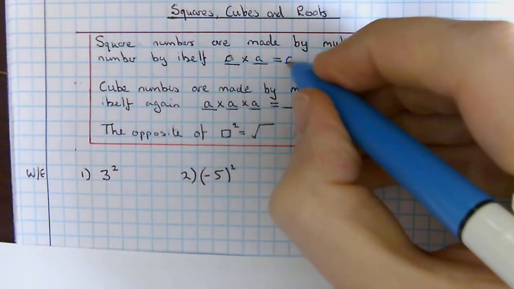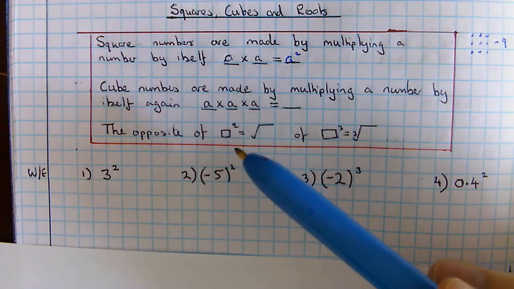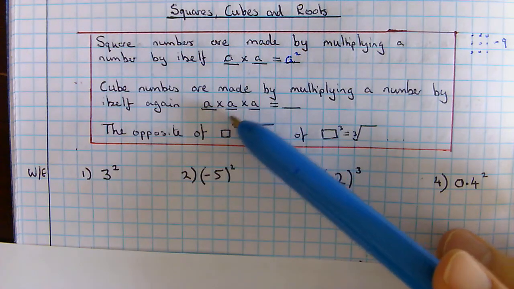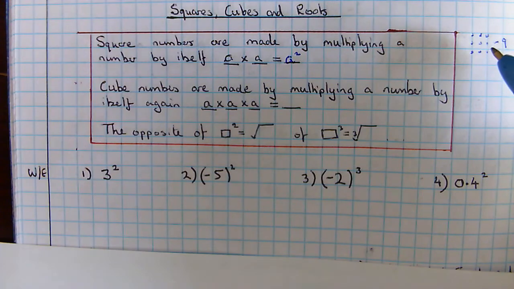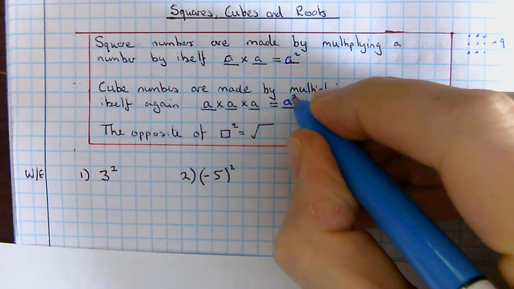Cube numbers are exactly the same, but rather than multiplying by itself once, you're multiplying by itself again, so it's times by itself 3 times. For example, you'd have 3 times 3 times 3. We've got our 9, which was 3 times 3, times by 3 again, which would give you 27. And you would write that as A cubed.